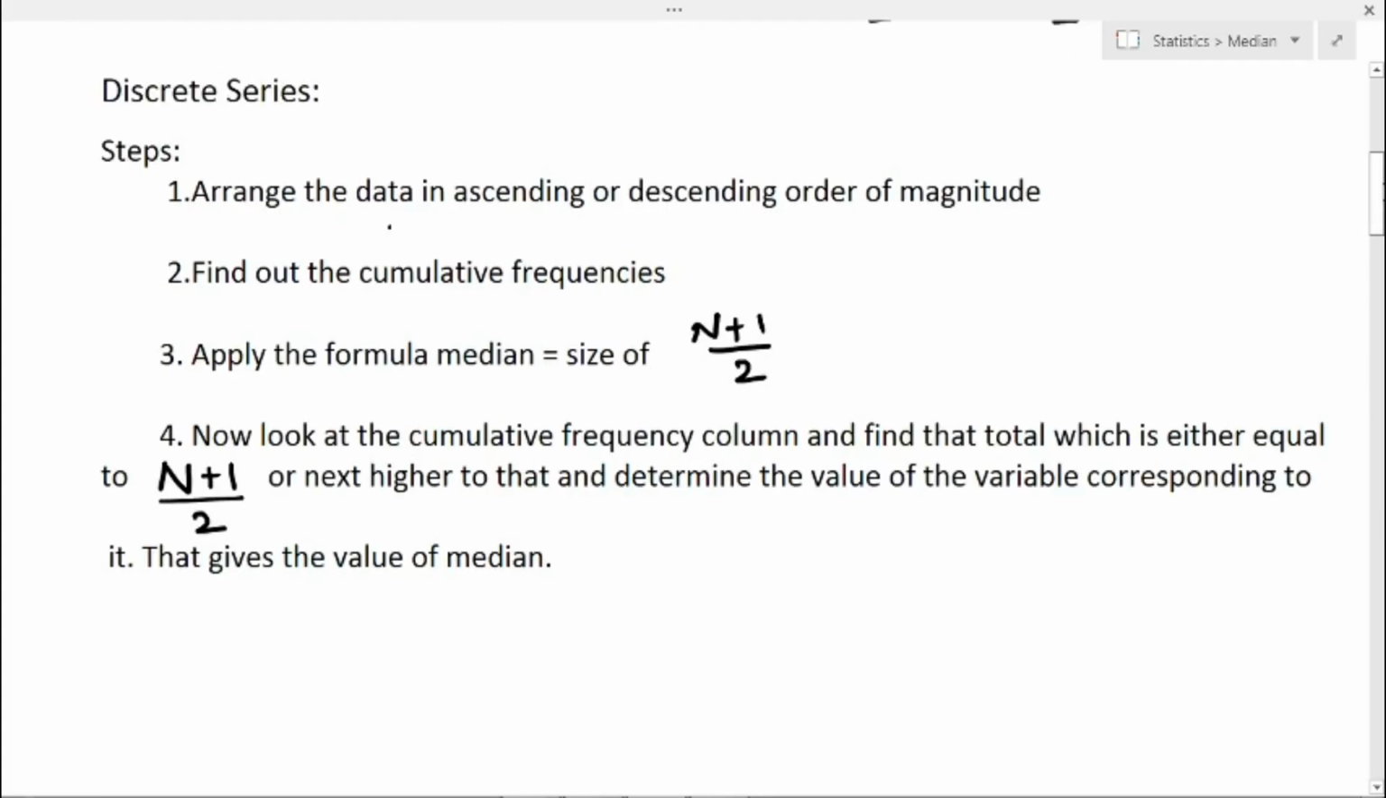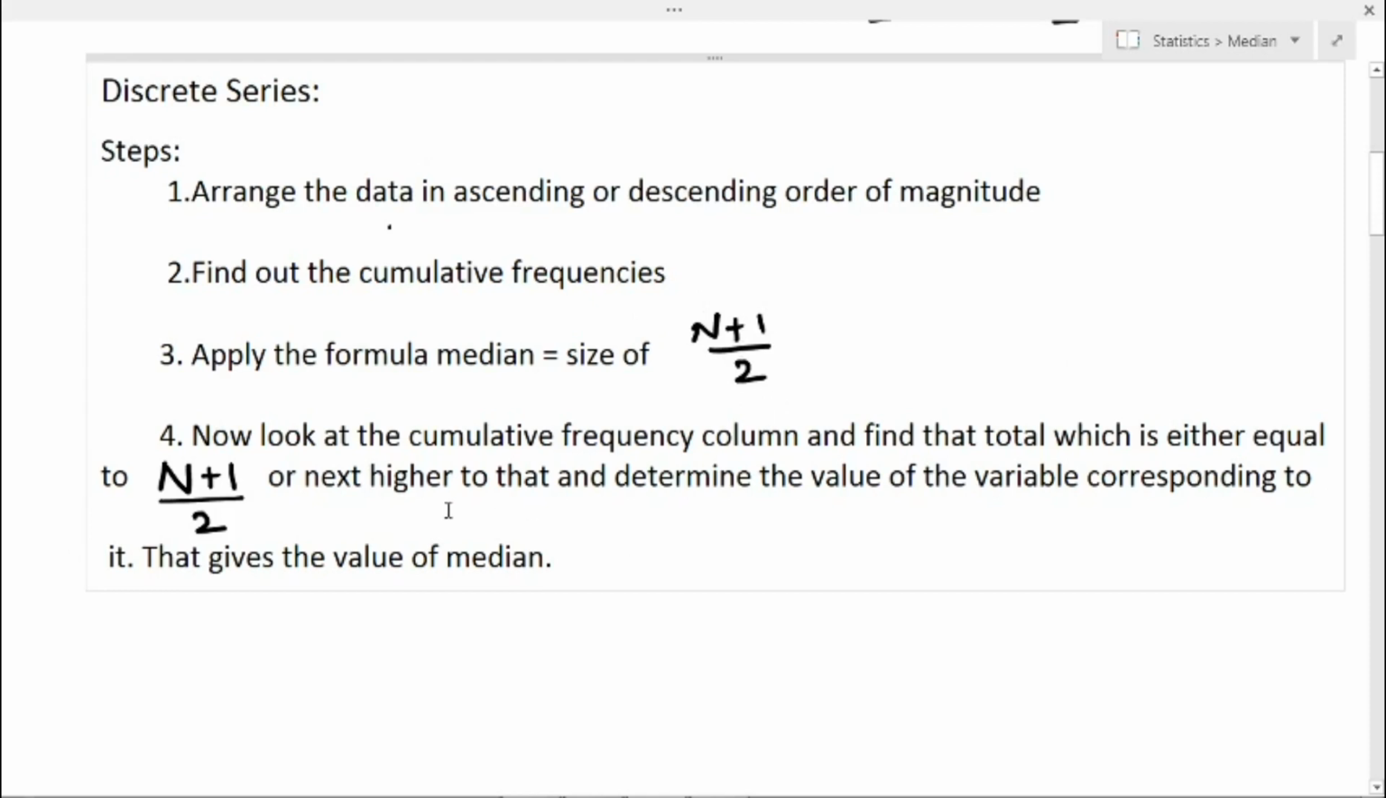Next, if the data are given in the form of discrete series, we have to follow these steps. Step 1 is we have to arrange the data either in ascending order or descending order, and then find the cumulative frequencies. Cumulative frequency is nothing but adding the frequency values one by one. Next, we have to find the median value, that is the size of (N+1)/2.